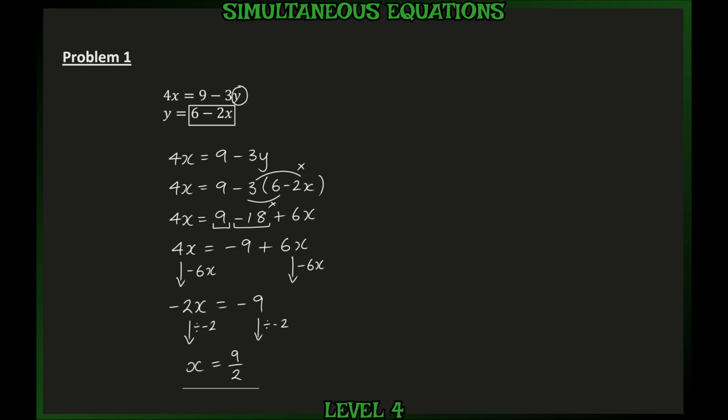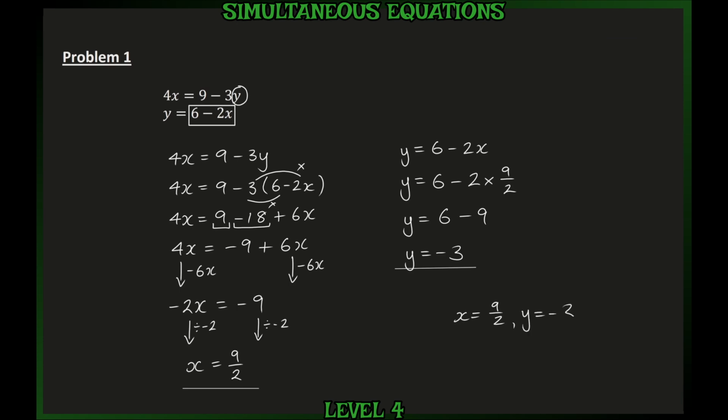To now find y, we can take the second equation because y is already the subject, and we can substitute x into this equation. So y equals 6 minus 2x becomes y is equal to 6 minus 2 multiplied by 9 over 2. And since minus 2 multiplied by 9 over 2 is minus 9, this becomes y is equal to 6 minus 9, and 6 minus 9 gives us minus 3. So y is equal to minus 3. And this means our final solution to problem 1 is x is equal to 9 over 2, y is equal to minus 3.